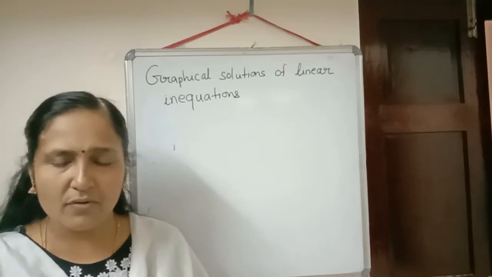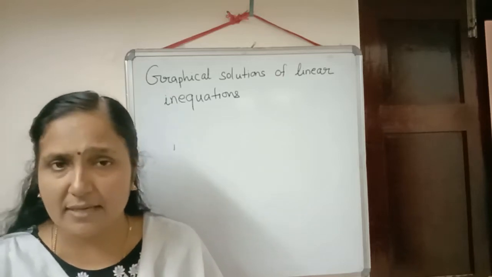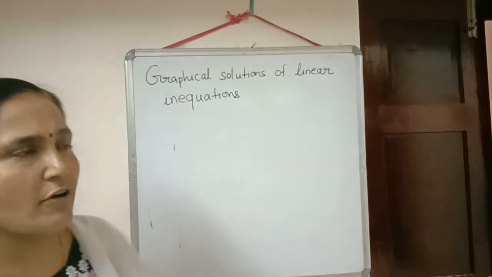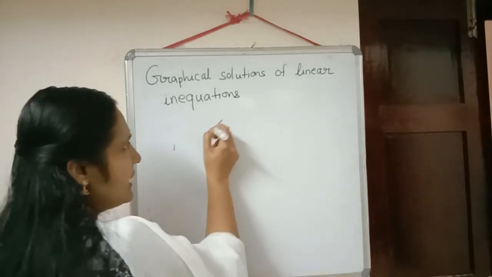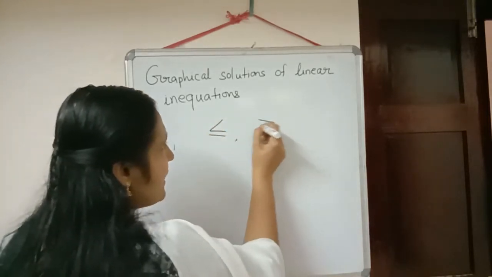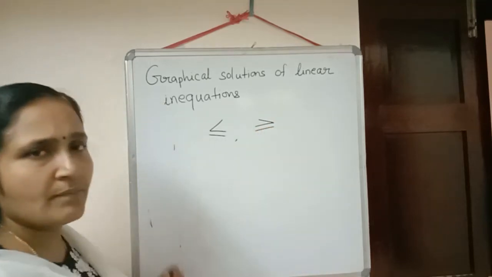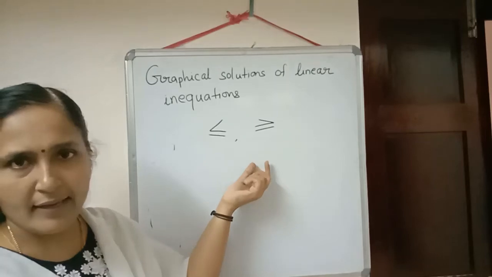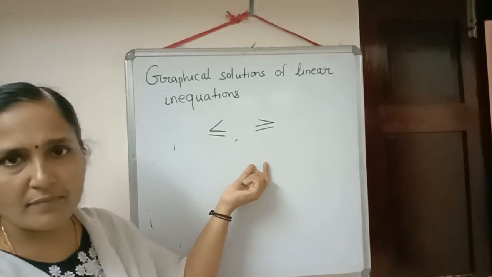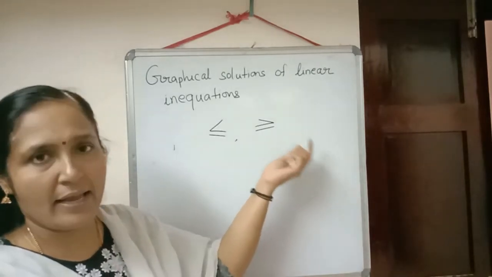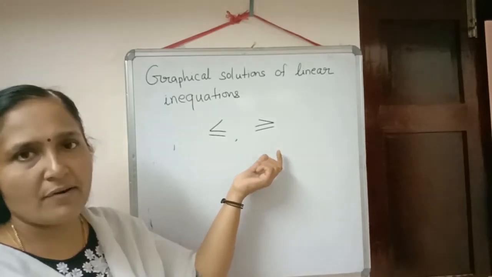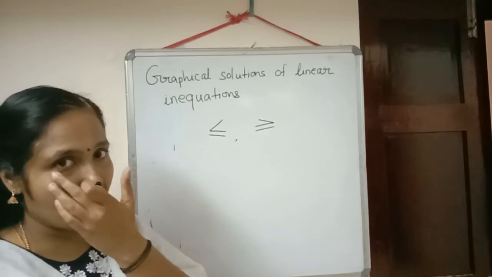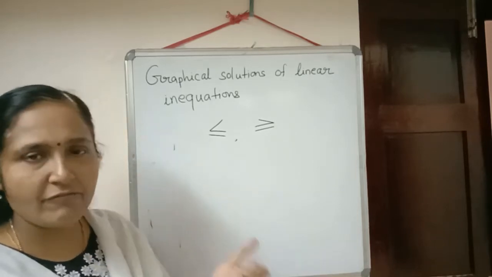Then one more point you can add. Inequality means it can be less than or equal to, or greater than or equal to. In case of inequality, we'll draw a straight line to represent the graph of the inequation. First we are drawing the graph for the equation.